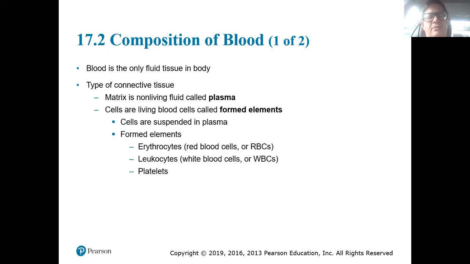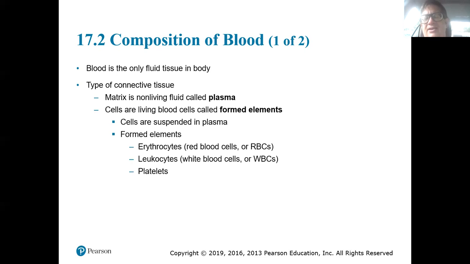So formed elements are red blood cells or erythrocytes. Erythro means red. Leukocytes or white blood cells. Leuko means white. And platelets, also called thrombocytes. Now, we're going to have to learn about the different types of white blood cells in a little bit. I'm going to go ahead and give you a mnemonic to use for that. The different types of white blood cells, we remember that by saying never let monkeys eat bananas.